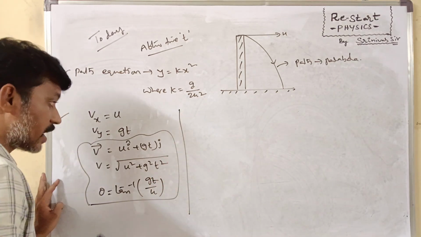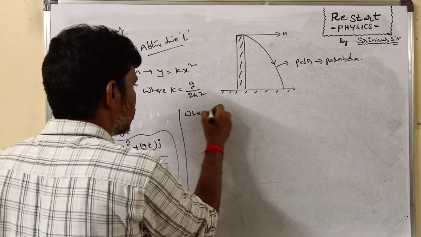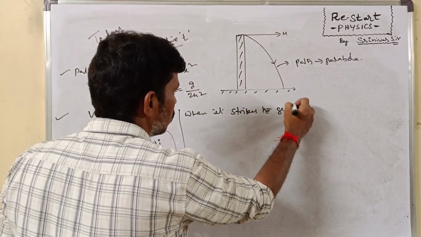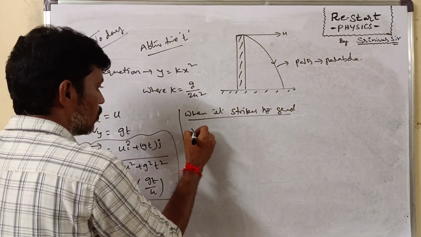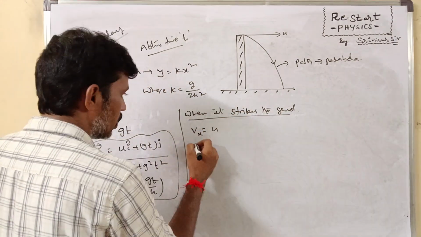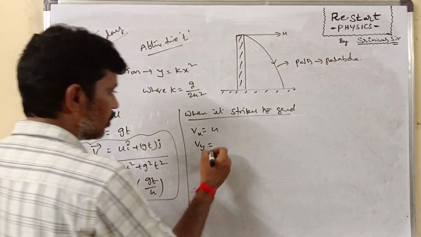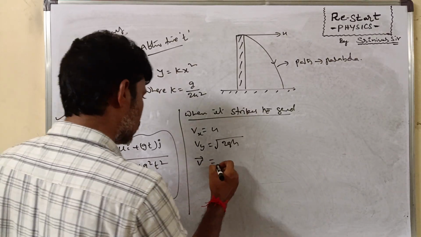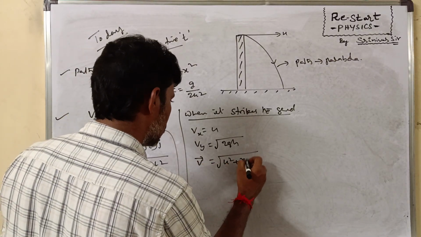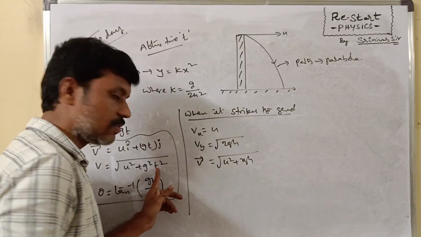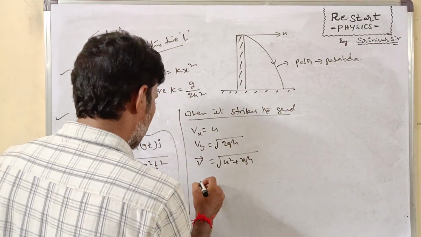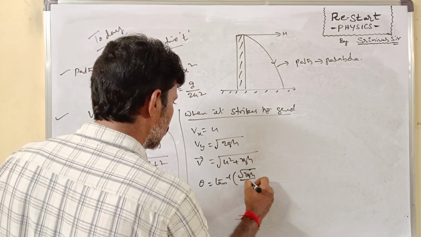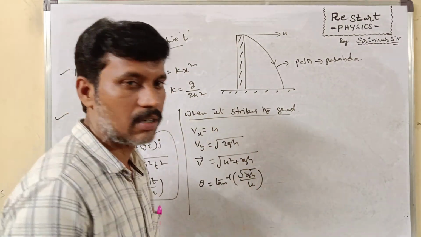And the velocity when it strikes the ground: vx is equal to u only, vy is equal to gt only, but it can be written as root 2gh. So what is the v bar? It is root of u square plus 2gh, because we can substitute the value of t. And theta is equal to tan inverse of root 2gh by u. That is the velocity when it reaches the ground.